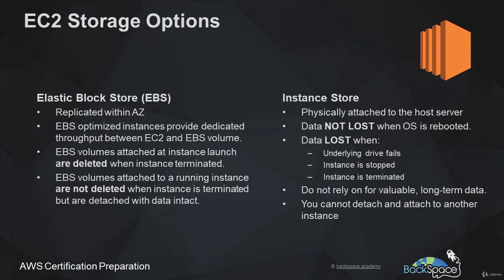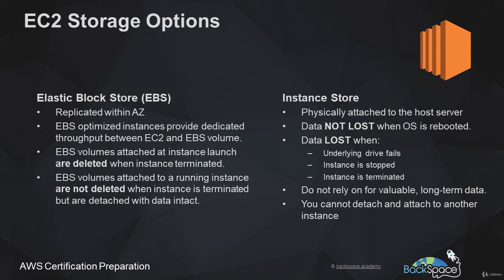So if an EBS backed instance is stopped, then instance store data will be lost. Or if an instance is terminated, then that instance store will be terminated with it and the data will be lost. So that's different to Elastic Block Store, EBS. EBS is the preferred one to use, and you would generally use that most of the time. It is replicated within a single availability zone. And then we have the EBS optimized instances, and they can provide dedicated throughput between EC2 and that EBS volume.